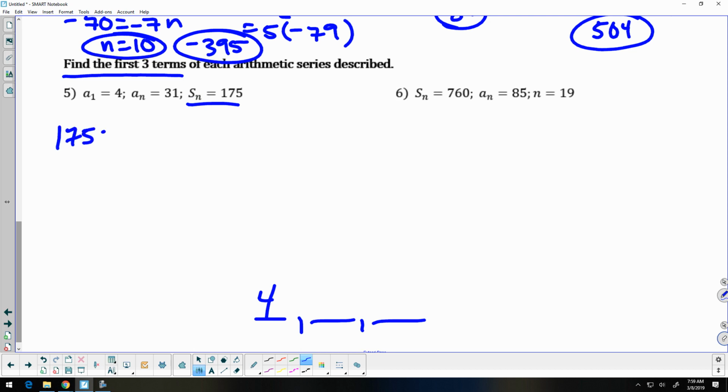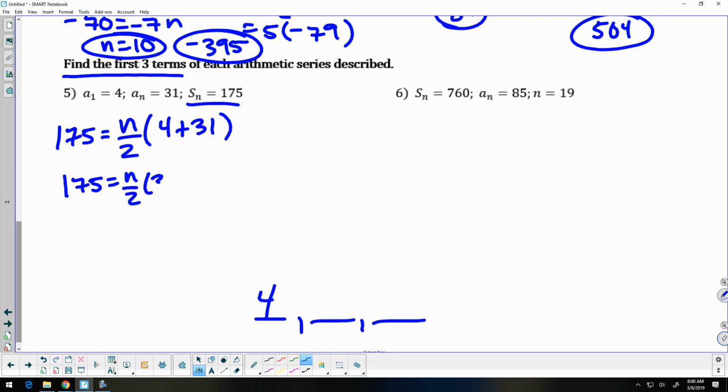So let's plug this all into the sum formula and see where we're at. So we know 175 is the sum. We obviously don't know what n is, so it's just going to stay n over 2. And then we'd have 4 plus 31 inside. Okay, so we actually have to solve for n first and then plug it into the other formula to now solve for D.